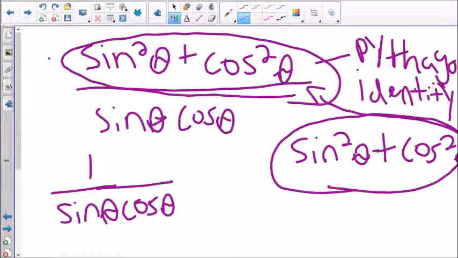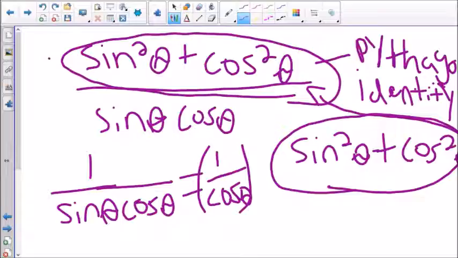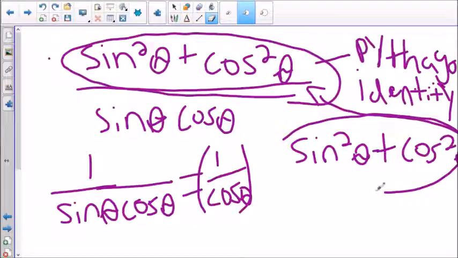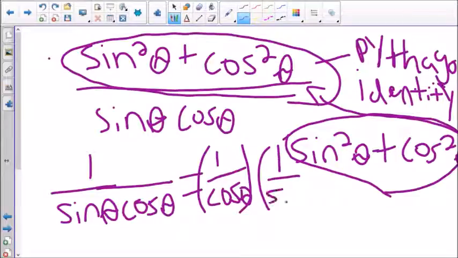So now your whole problem right now is 1 over sine theta times cosine theta equals 1 over cosine theta times, and I'm gonna use the eraser and just get rid of this part right here, over 1 times sine theta. Yeah, I know it's kind of messy, but bear with me.